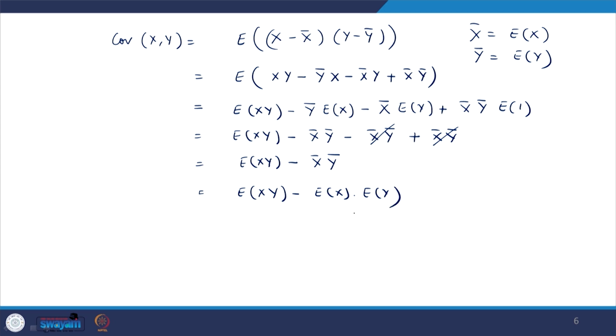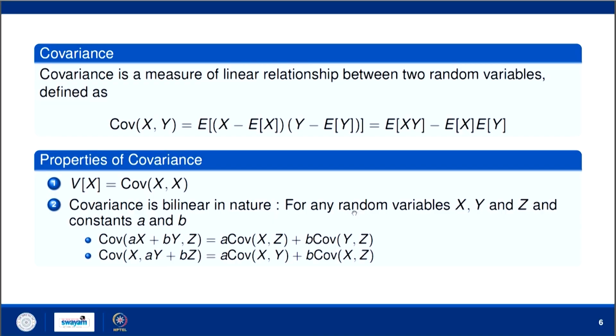So, in this way we can find out covariance of x and y. Now, of course, if y equals x, then these two values are the same. So, it is simply the whole square, which is nothing but variance of x. So, covariance with itself is nothing but variance of x.